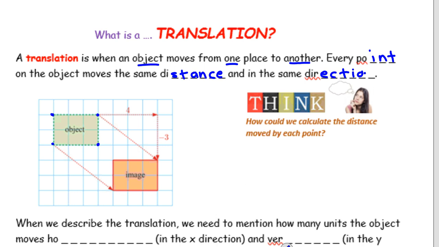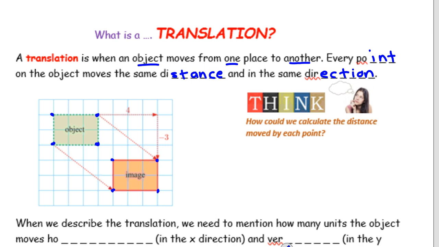So every single point, this top right point here, has moved the same distance and the same direction to become down there. So this point here moved the same distance, the same direction as the other point which moved there. This point here moved the same distance and direction to become there. This point here moved the same distance and direction to become there. That's what we call a translation.